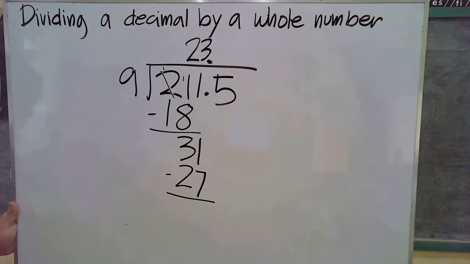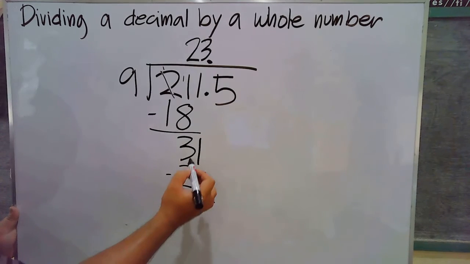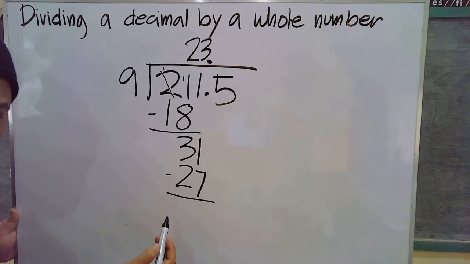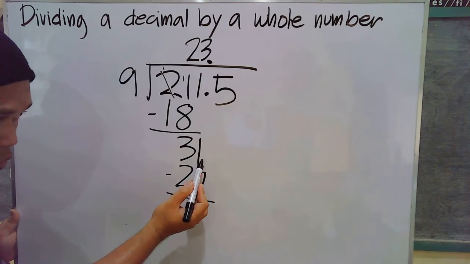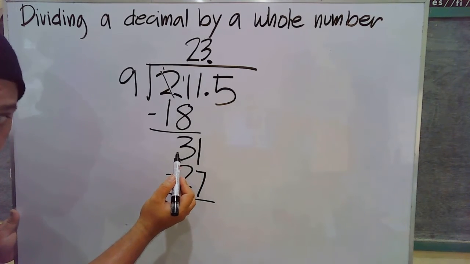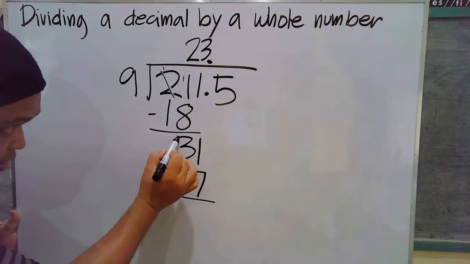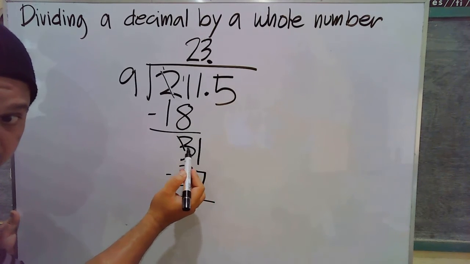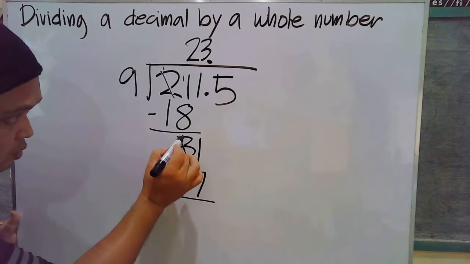So again, 1 minus 7 cannot be. So if we're going to use the long method, 1 minus 7 cannot be because 7 here is greater than 1. Now what we are going to do is 1 must borrow 1 from 3. Now 3 here will become 2.